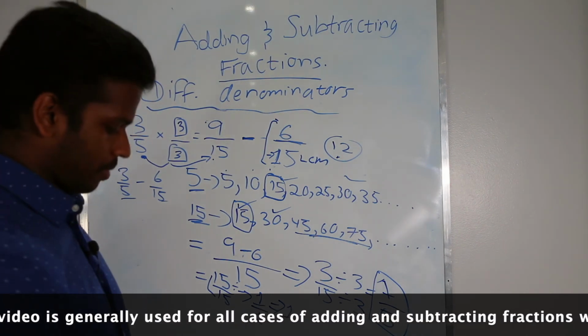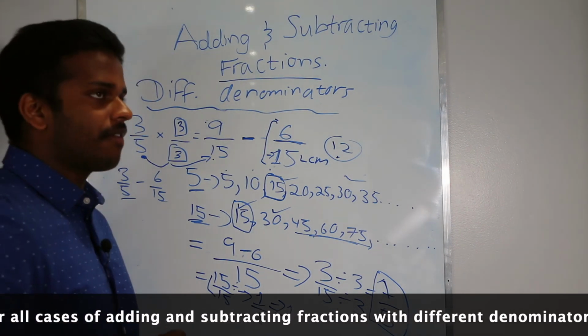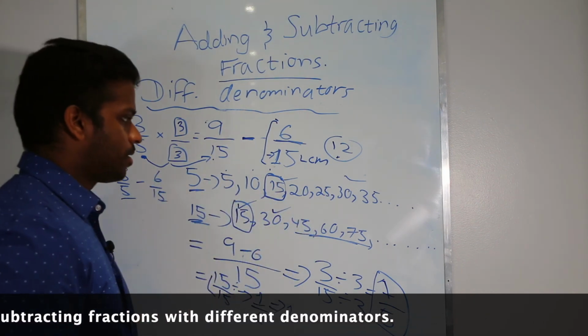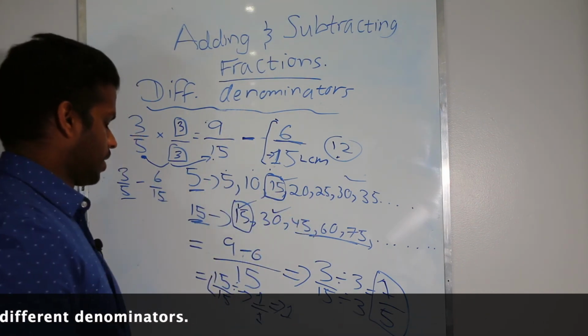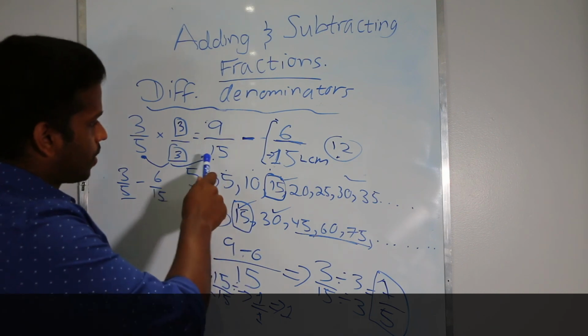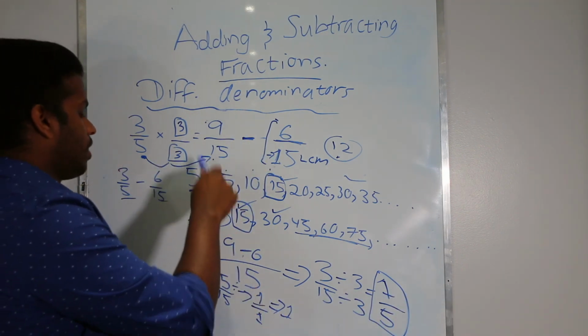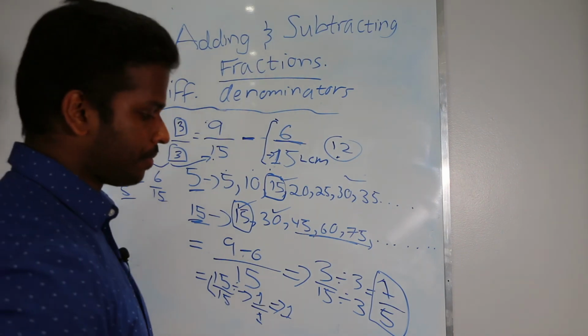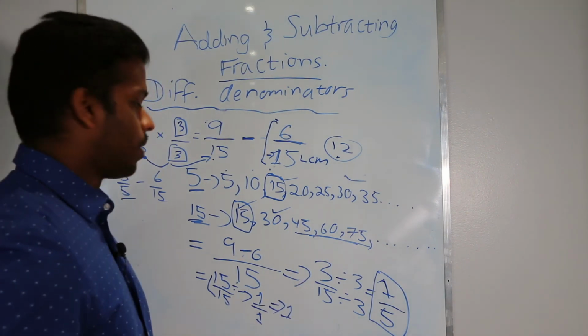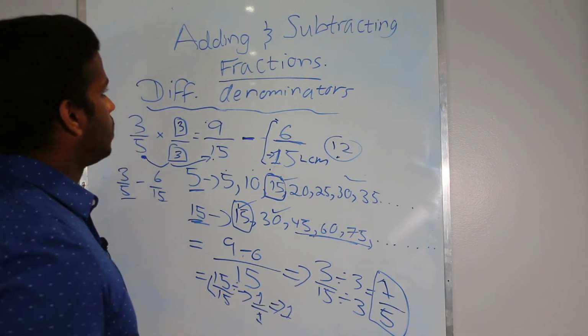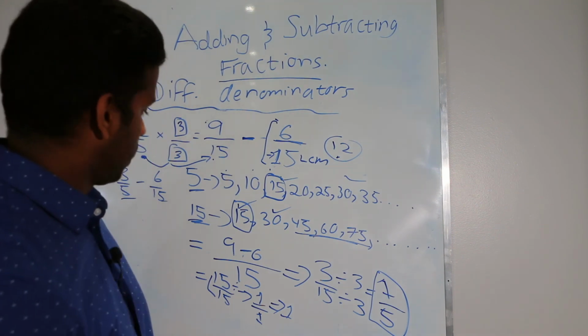Yeah, so that's how you add and subtract fractions when they have different denominators. So there's a process to that. We have to make sure that the two different denominators become the same using our knowledge of the lowest common multiple. That is how we do adding and subtracting fractions.